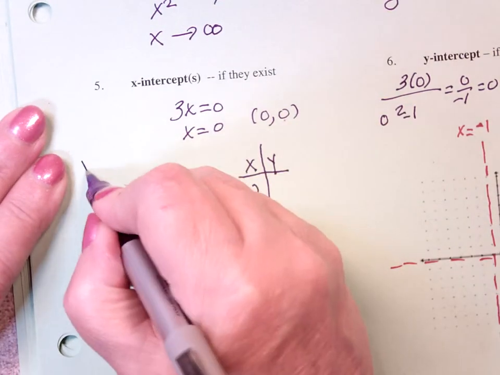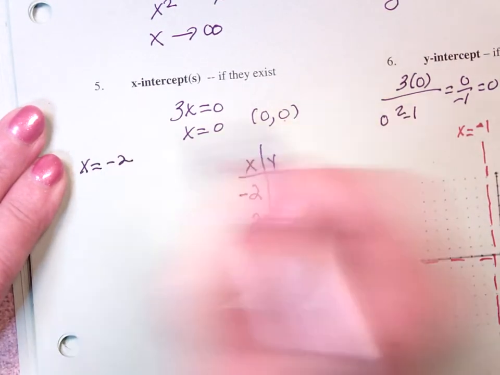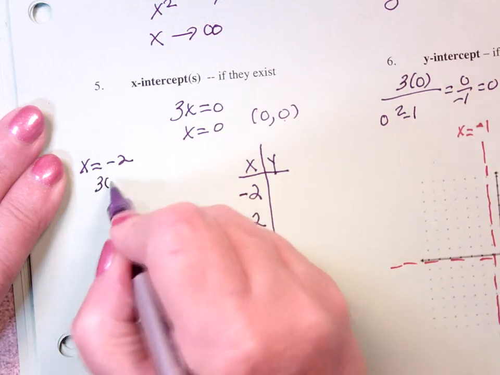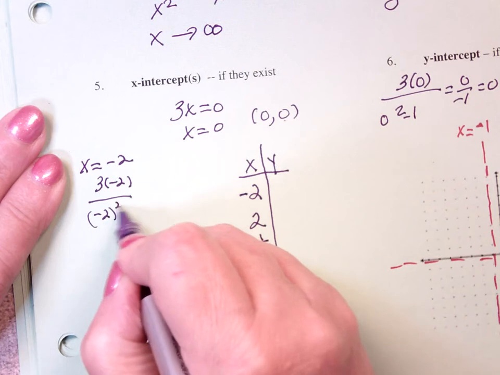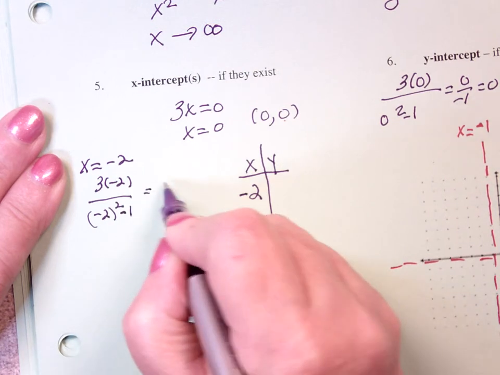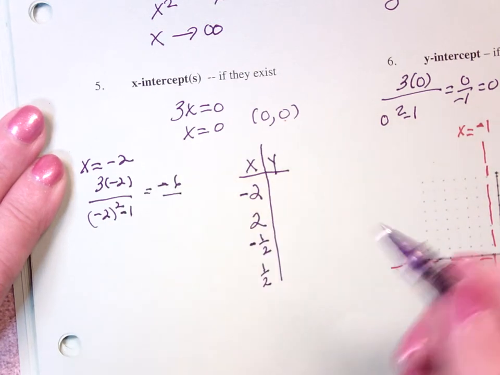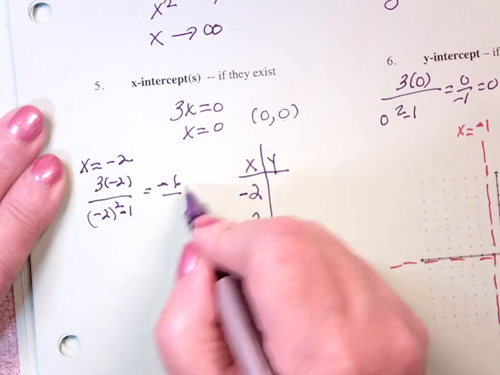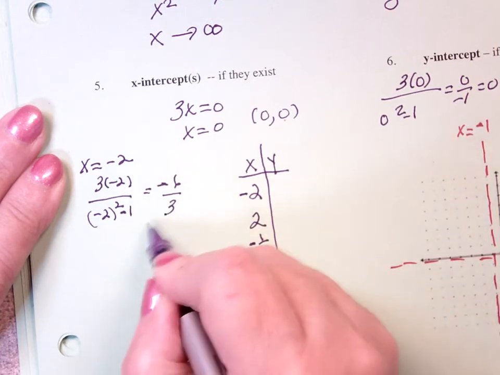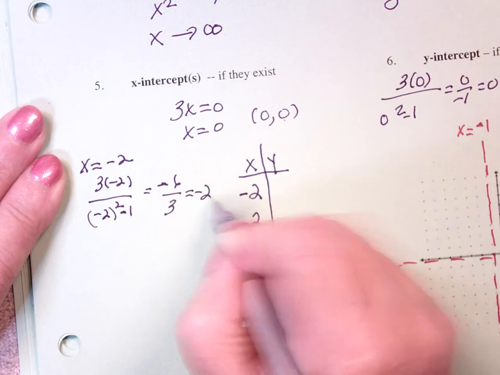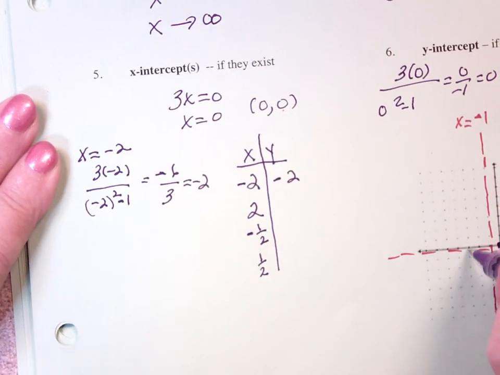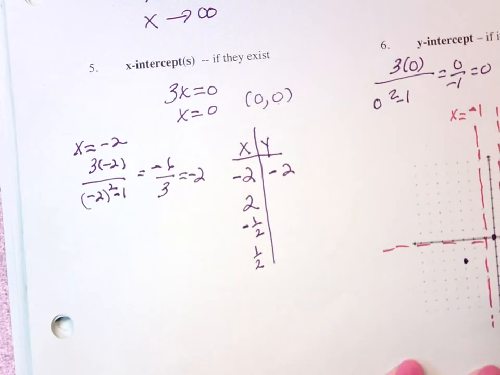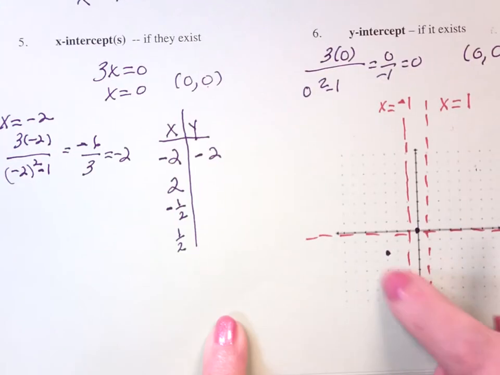So if x equals negative 2, I'll have 3 times negative 2 over negative 2 squared minus 1, which is minus 6 over 4 minus 1, which is 3. That's going to be negative 2, so negative 2, negative 2. Now that tells me that my graph is down here.